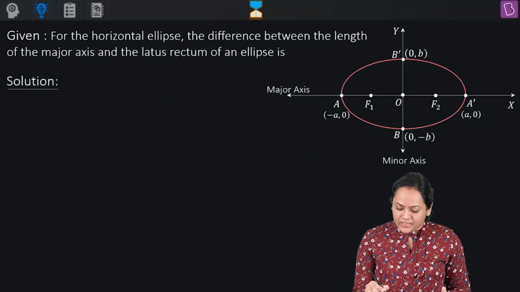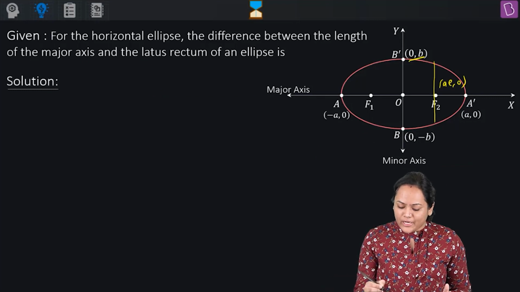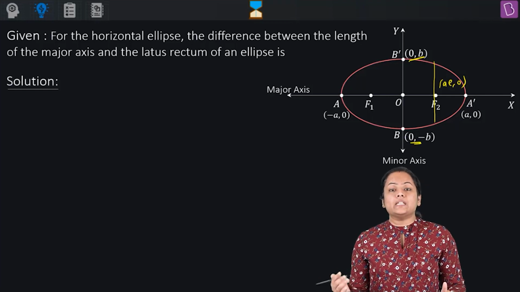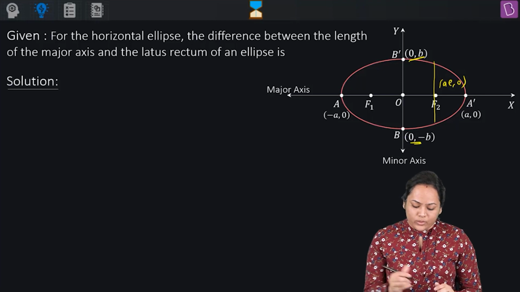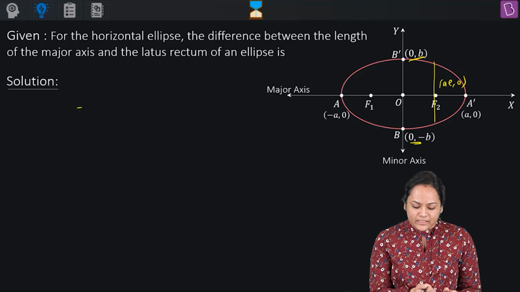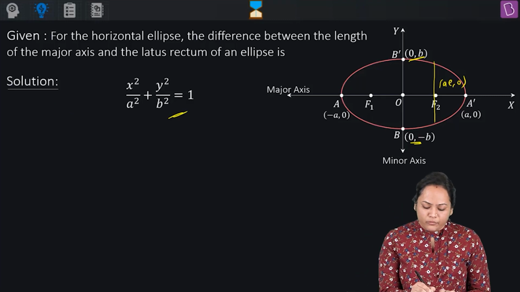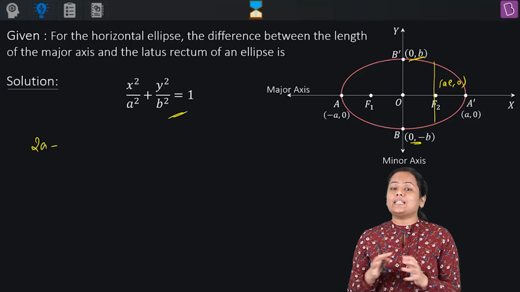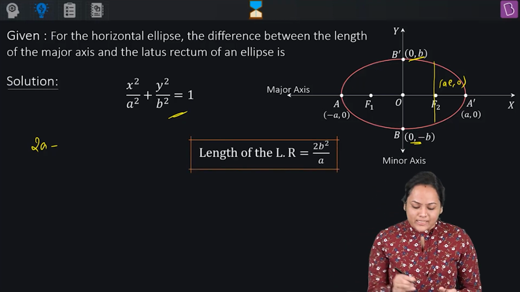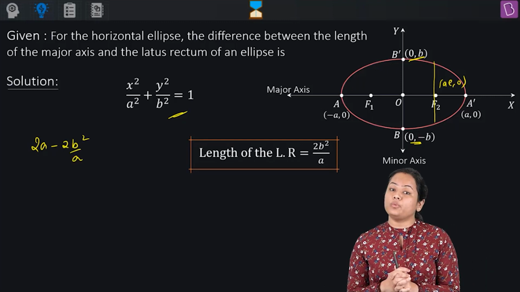So these are the focus. I'm taking my F2 as, let us say, (a, 0). I have my LR here. We already have B' and B, right? The extremities of minor axis. B' is (0, b), and B is (0, -b). Well, so let's start solving. Length of major axis, we have already written that it is 2a. Let's take the ellipse first. This will be the ellipse equation. This is my standard equation. For this, we already know length of major axis is 2a. And guys, what is the length of LR? Well, we have just seen it as 2b square by a, isn't it? So when I substitute it here, it's going to become 2a minus 2b square by a. This is the difference we want to find.